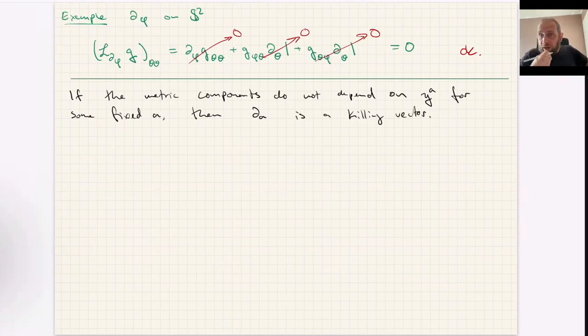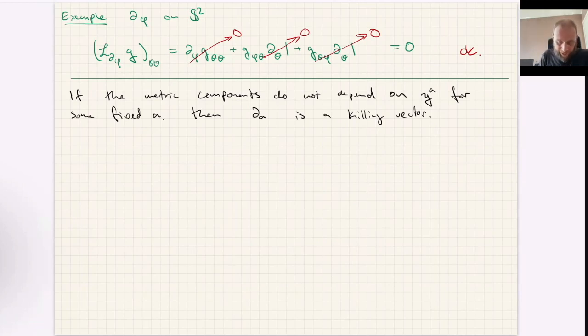This is not the only expression for a Killing vector that you can have. As I said, on the sphere, you have more complicated Killing vectors that are combinations of ∂_phi and ∂_theta. But in particular, if the metric components don't depend on a coordinate, then the corresponding coordinate basis vector is a Killing field.